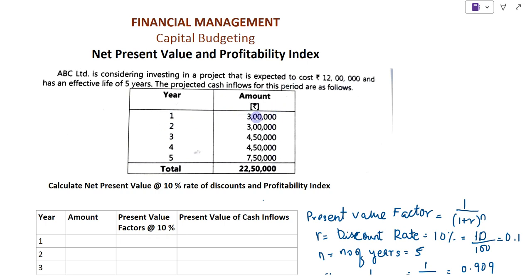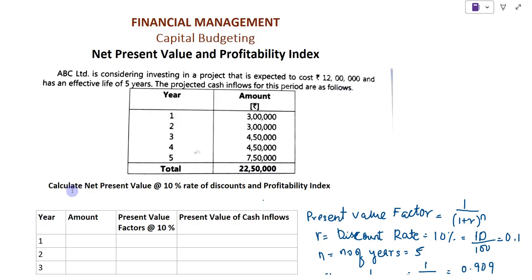For the first year the cash inflow is 3 lakhs. For the second year the cash inflow is 3 lakhs. Third year the cash inflow is 4 lakh 50,000. Fourth year 4 lakh 50,000 and for the fifth year 7 lakh 50,000. So the total cash inflow is 22 lakhs 50,000.